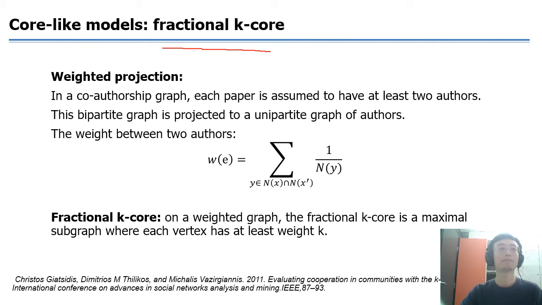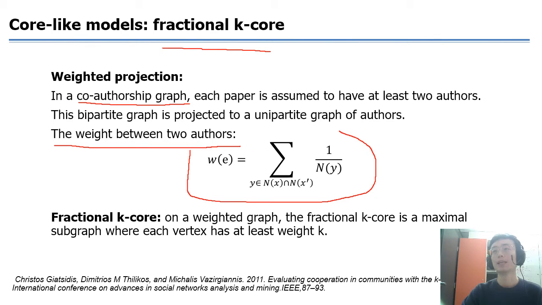paper networks. Generally speaking, it projects the bipartite network into a weighted unipartite network of authors, which is a co-authorship network. And the weight between two authors can be computed using this function. Here, x and x prime denote two authors, and y denotes the papers they have co-authored. So w_e is the weight of the edge between these two authors.